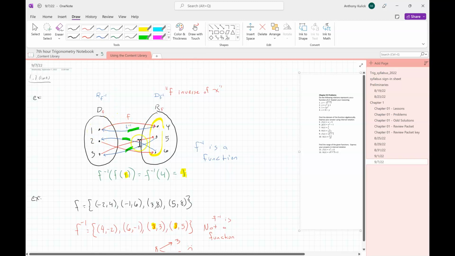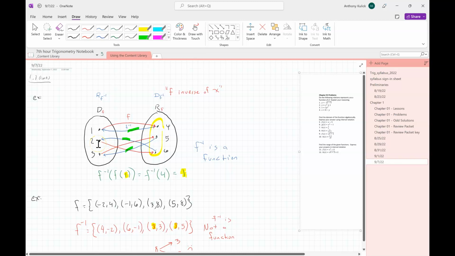So if f was my function in red, f inverse, instead of sending 1 to 4, sends 4 back to 1. Instead of sending 2 to 6, sends 6 back to 2. Instead of sending 3 to 5, it would send 5 back to 3. Is that okay with everybody?